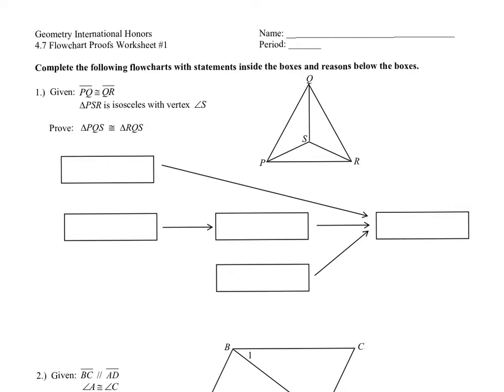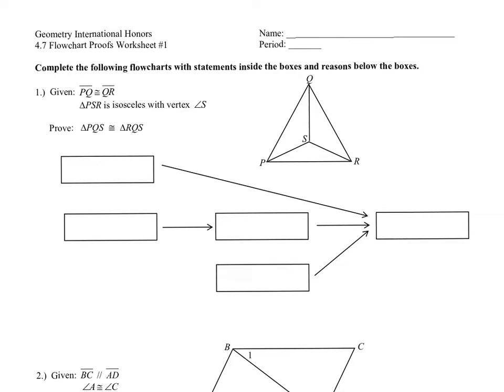So instead of having a column for statements and a column for reasons, we instead use boxes and arrows so that you can see the flow of logic a little bit better. Some students really like flowchart proofs over two-column proofs for that reason. What we do is put the statements inside the box, and then we'll always write the reason right below the box. All right, so let's get started with this first one.